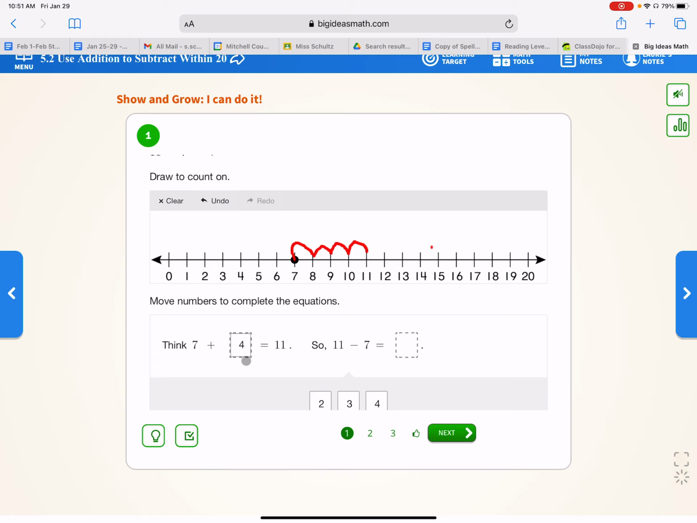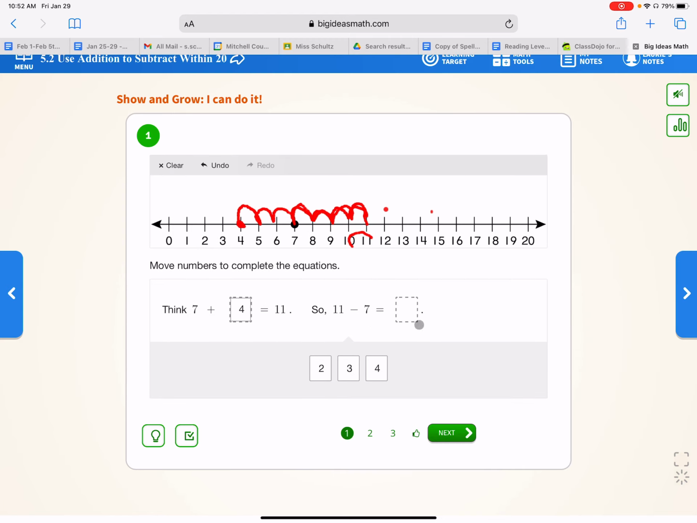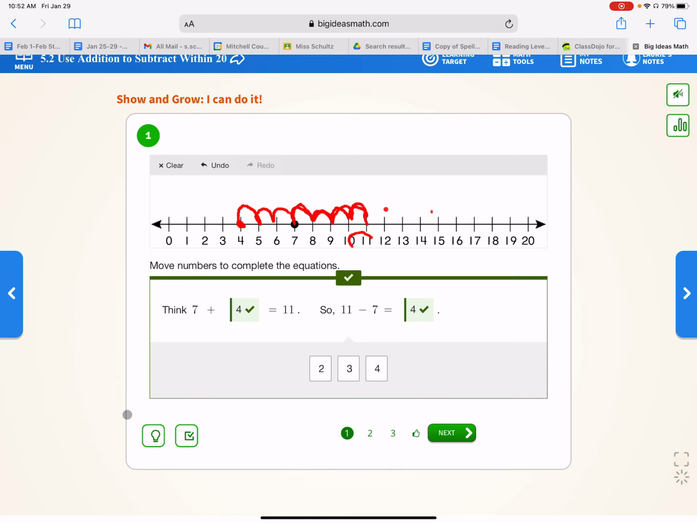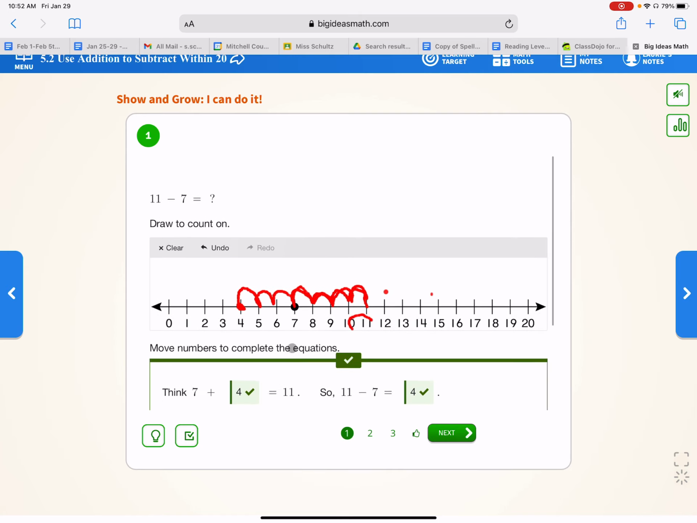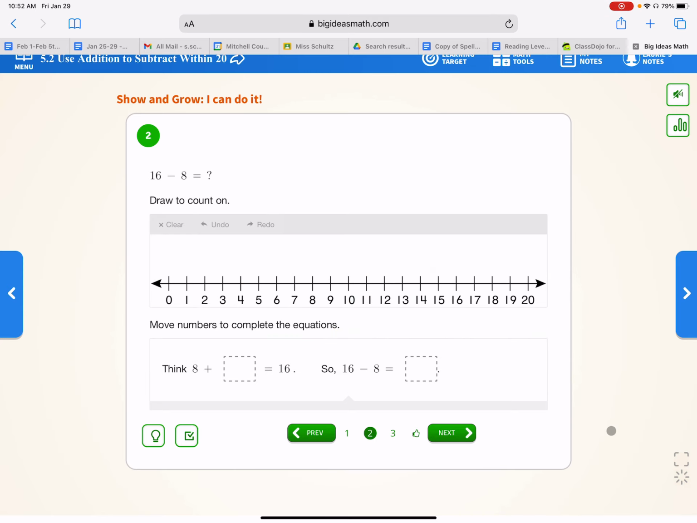We could even check our answer. So if we put our dot on the 4 right here, we can count it by 7 times to see if that also equals 11. So let's count up. So we can count up by 1, 2, 3, 4, 5, 6, 7. And that also leads us to the number 11. So 11 minus 7 is 4. Let's check our work. And we did those both correctly. Let's try another example problem.